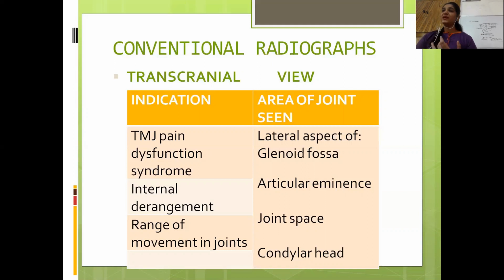The only movement that the mandible is capable of doing is the translatory movement, and it is a very important movement, because with the help of that movement, the jaw is able to protrude anteriorly, and we are able to chew very swiftly. The area of the joint seen is the lateral aspect of the glenoid fossa, the articular eminence, the joint spaces, and the condylar head.